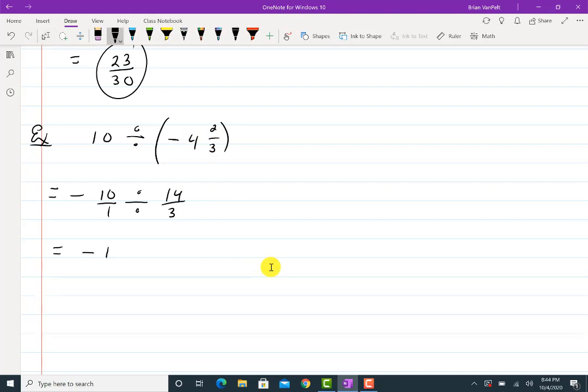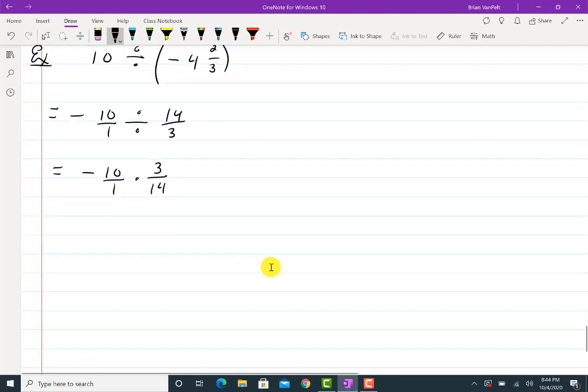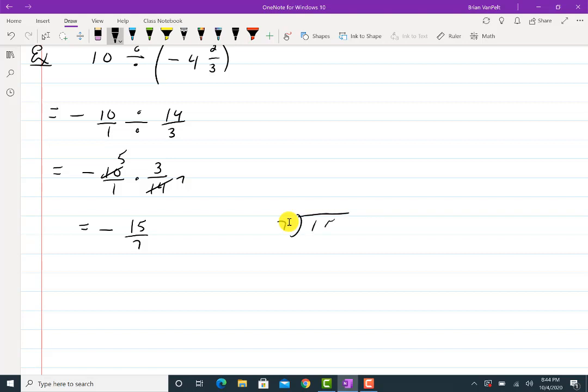And this changes to -10 over 1 times 3 over 14. Now, there's not a lot of simplifying here, except between 10 and 14, 2 goes into both of those numbers. 2 goes into 10 5 times, 2 goes into 14 7 times. So I get 5 times 3 is 15 over 7, and then I'll finish it off by writing this as a mixed number. So I have the quotient, remainder, divisor.